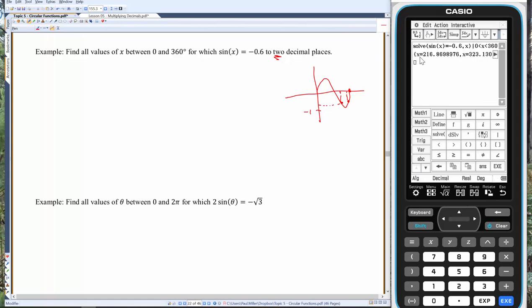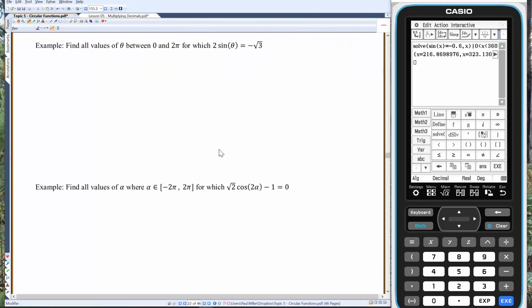All right, one, two solutions there. And again, it's really good to be able to anticipate what the solutions actually are. I knew that they would be roughly those values. So x equals 216.87 to two decimal places, and x equals 323.13 degrees to two decimal places. Okay. So again, it's really handy to have this graph here so that you know what is going to happen. All right, let's go for it on this question here.